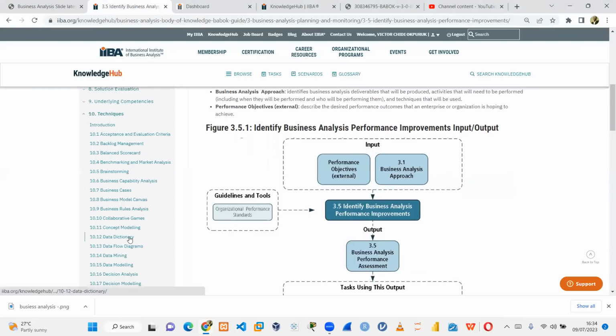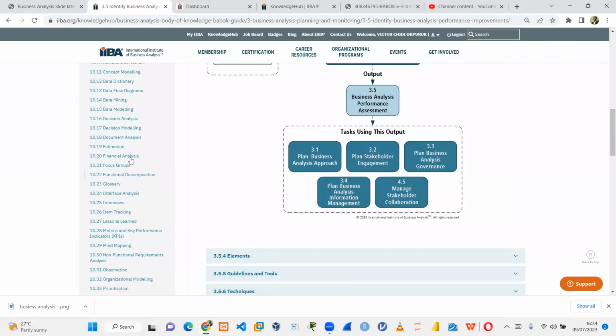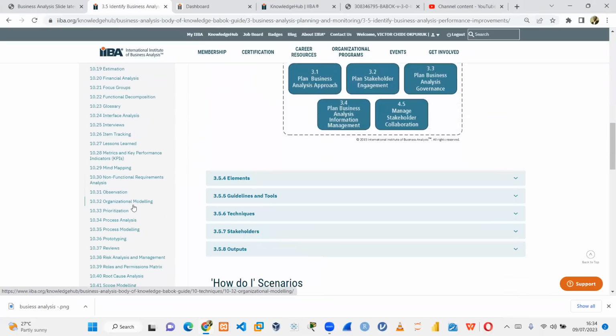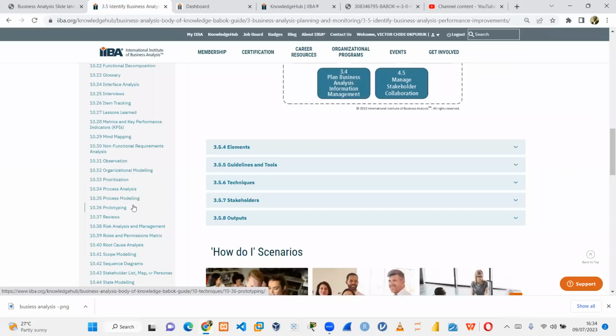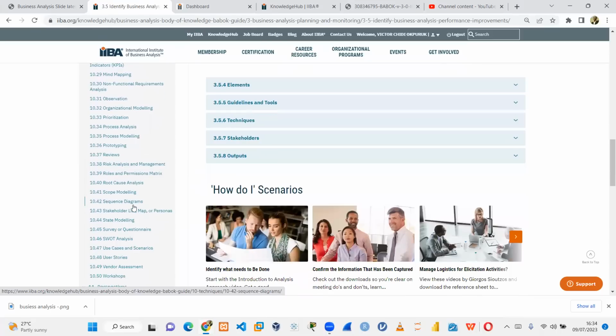You see data dictionary, data flow diagram, data mining, data modeling. Are you there? You cannot do all of that without data. Financial analysis, you can't do that without data. What else can't you do without data? Even your SWOT analysis, it might be difficult for you to do without data, because how do you know your strengths? How do you know what your weaknesses are if you've not collected that particular data?